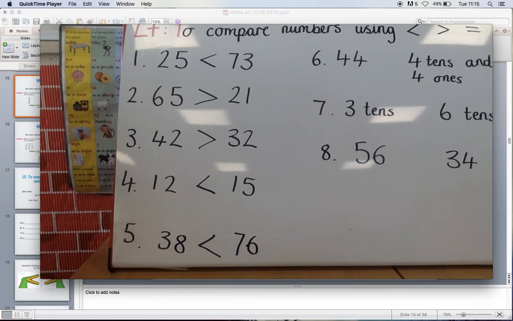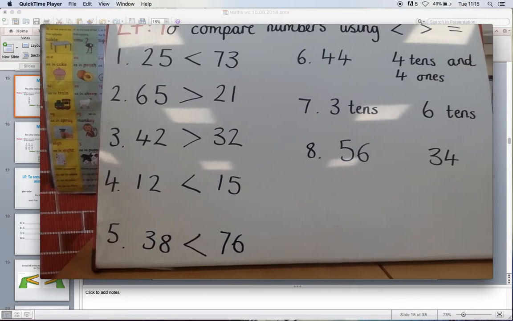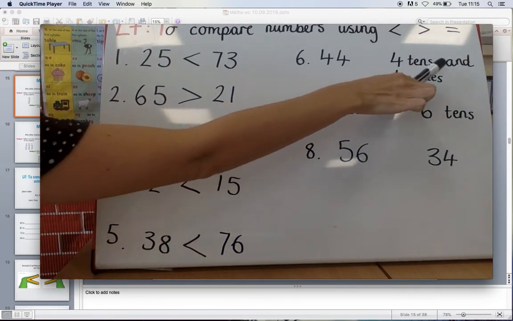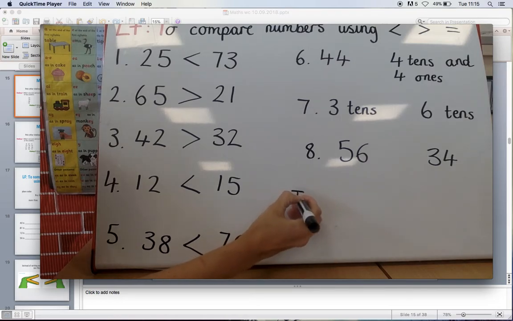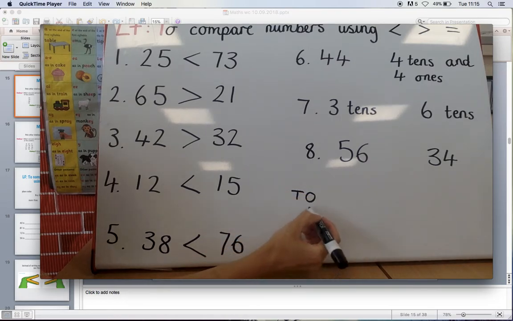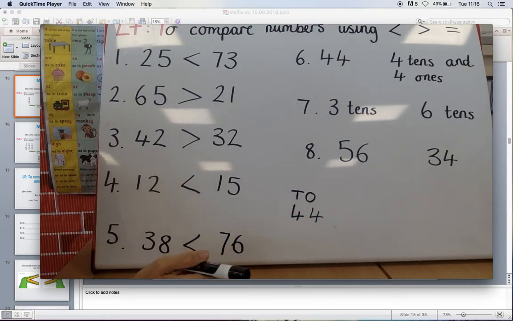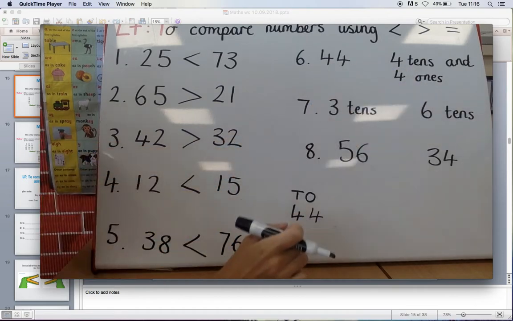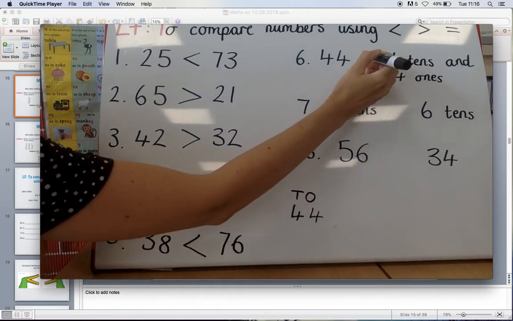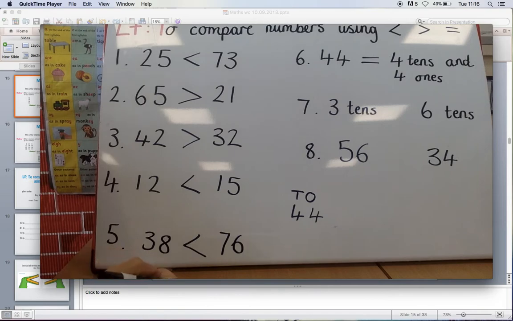And number 6, you've got 44 and then 4 tens and 4 ones. So first of all, you need to know what 4 tens and 4 ones are. So if we were to write that down, and I can use my tens and ones to help me, it says that it has 4 tens and 4 ones. So it's the number 44. Now these are the same. So instead of using our crocodiles, each side is equal.